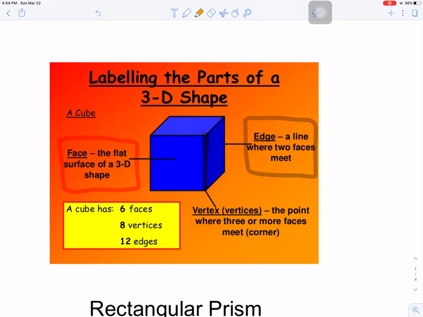And then you have vertices, that's the plural of vertex. So one of them is a vertex, and plural is vertices. A vertex is the point where 3 or more faces meet. And that would be just a corner, like this, little corner. Now a cube has 6 faces, 8 vertices, and 12 edges. And what's really interesting about all of those faces, they're all equal. All the faces in a cube are congruent. So they're all the same size.